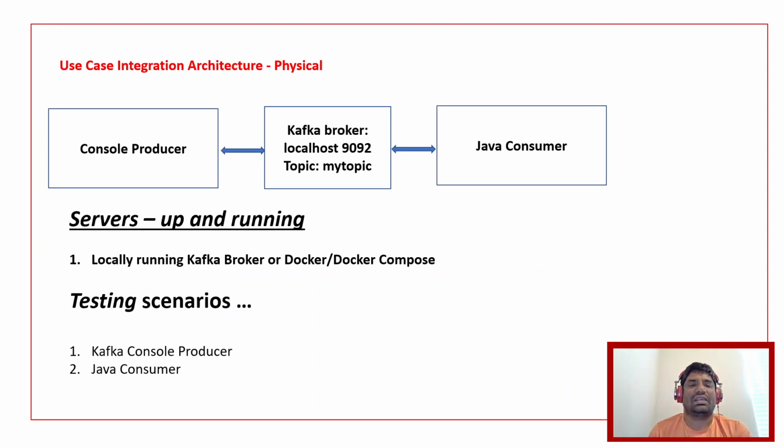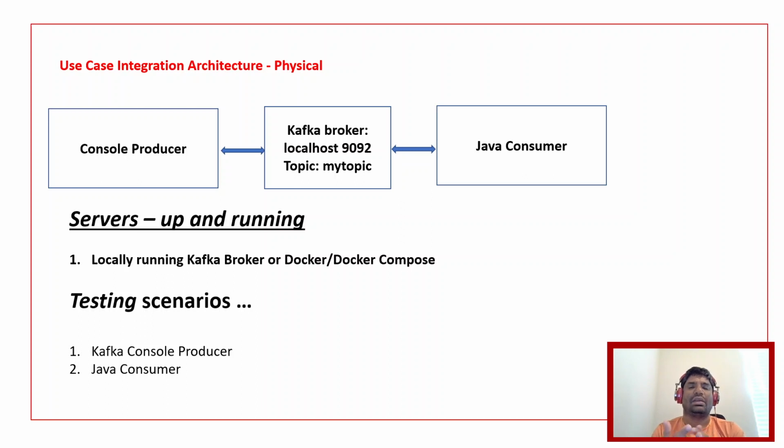So this is the physical architecture for my particular use case. I have a console producer where I'm going to input some information. That information is sent to the broker. The broker is running on port 9092, and I'm writing a Kafka Streams application, which is a Java consumer, where we can see the aggregation data over the console.